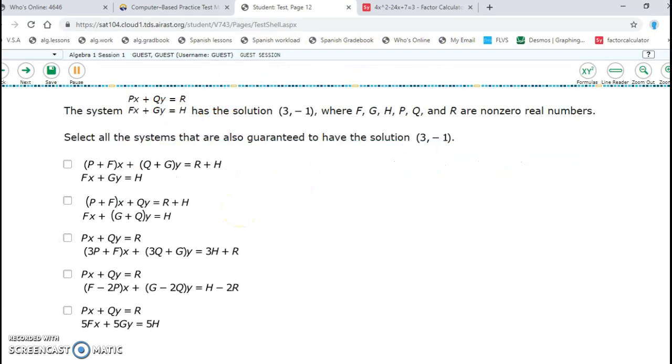Okay, so this one says you have two systems, has the solution 3, -1. So we're looking at 3, -1 as the solution, F, G, H, P, and R are all real numbers. Select the systems that are also guaranteed to have the same solution. So it doesn't even really matter that the solution is 3, -1. It just matters that the solution is the same for both equations.